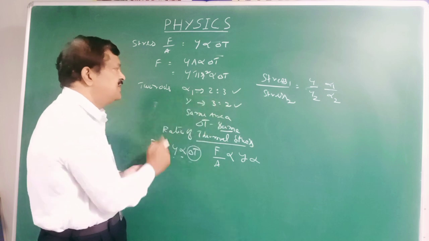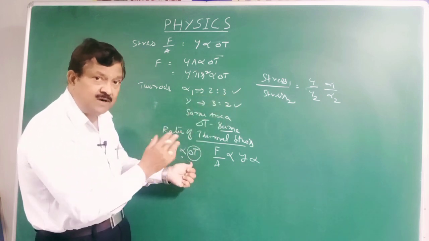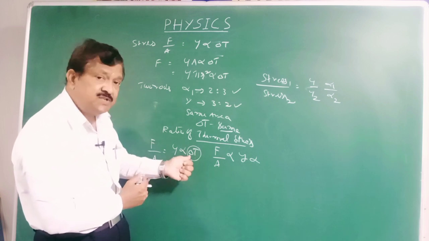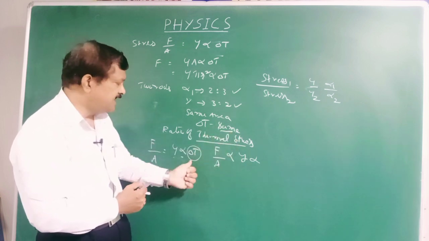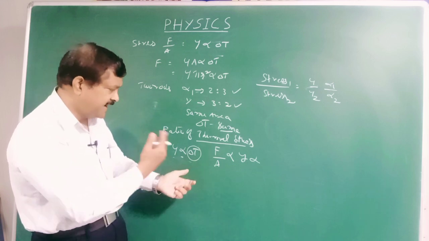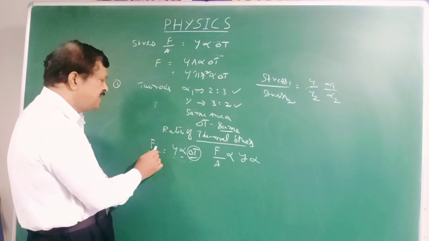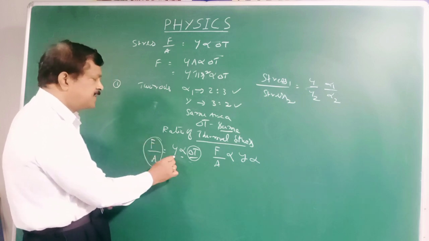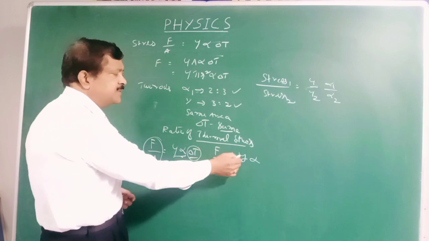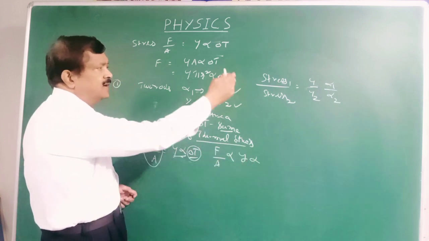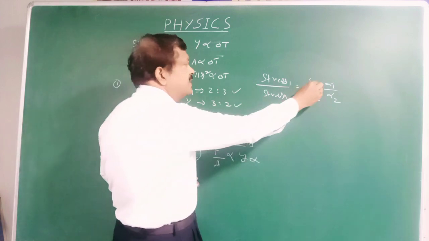Young's modulus is different, coefficient of linear expansion is different, but delta T is the same. Delta T is the change in temperature, it is given as the same value. So very clearly in this equation, because delta T is a constant, the thermal stress is proportional to the product of y and alpha, or F by A is proportional to y into alpha, or the ratio of the stresses is y1 by y2 into alpha 1 by alpha 2.